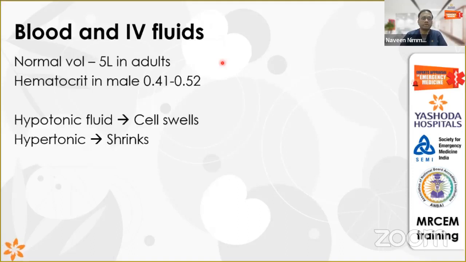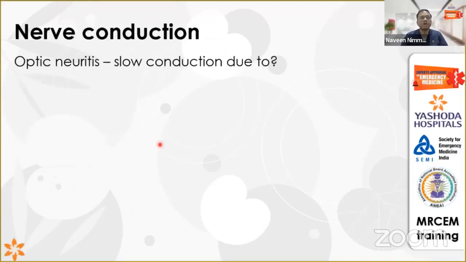In optic neuritis, the conduction will be slowed down because there is damage to the myelin sheath. Nodes of Ranvier don't have myelin. Myelinated fibers have almost 50 times faster conduction, whereas the thin unmyelinated fibers are the slowest ones. Again, in multiple sclerosis, there is damage to the myelin sheath.